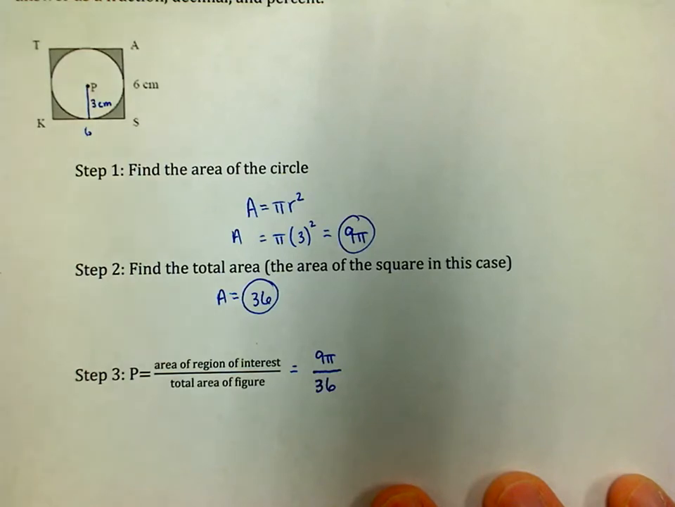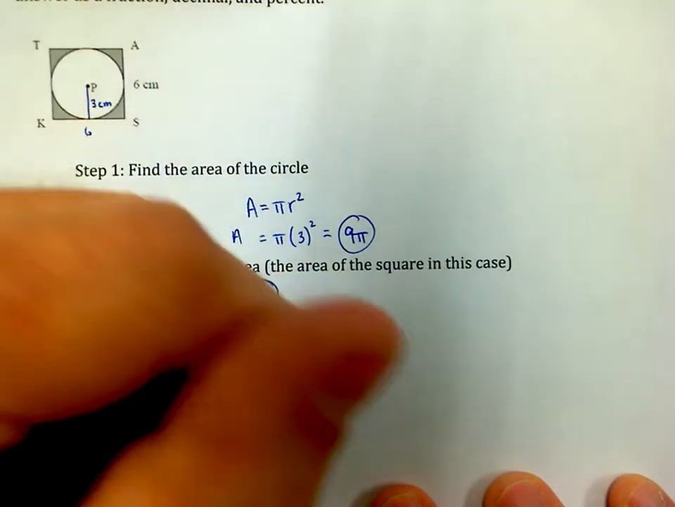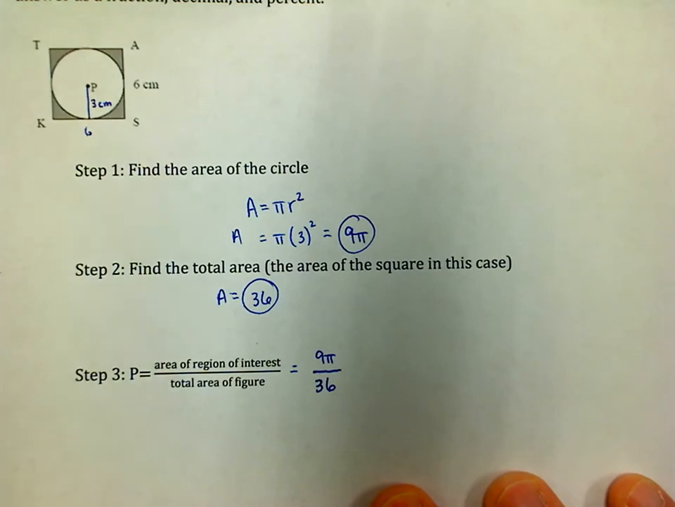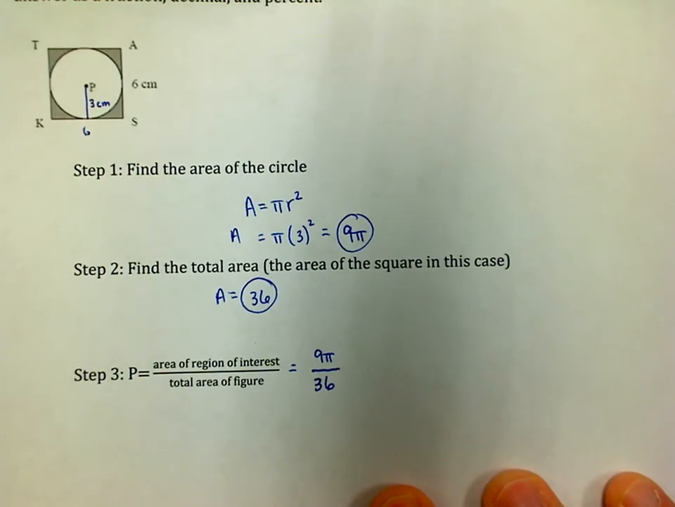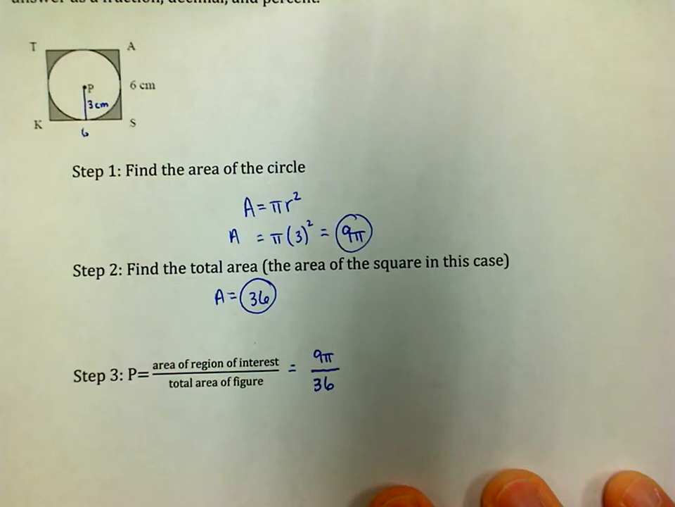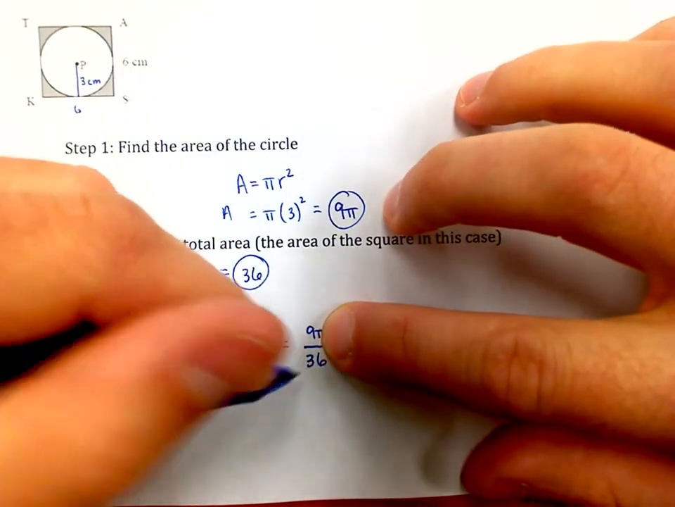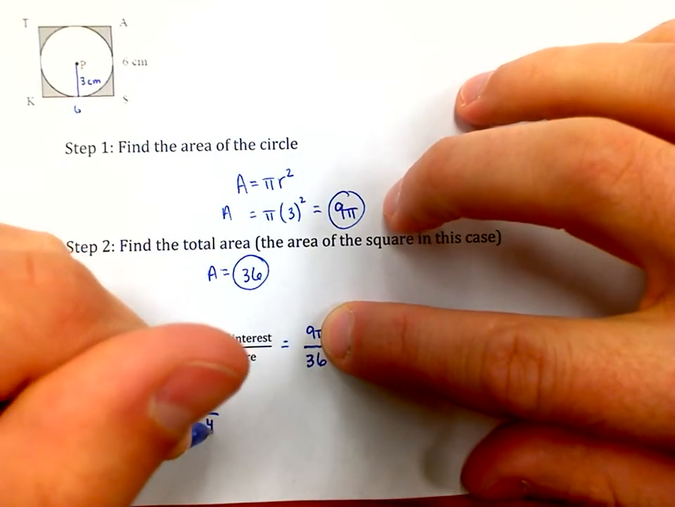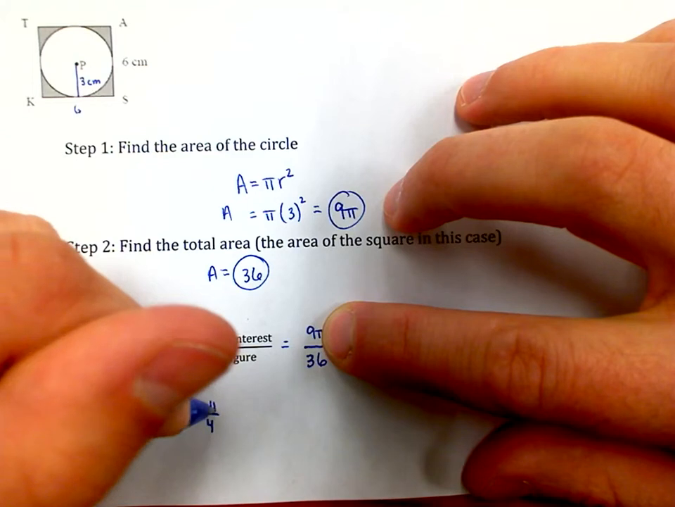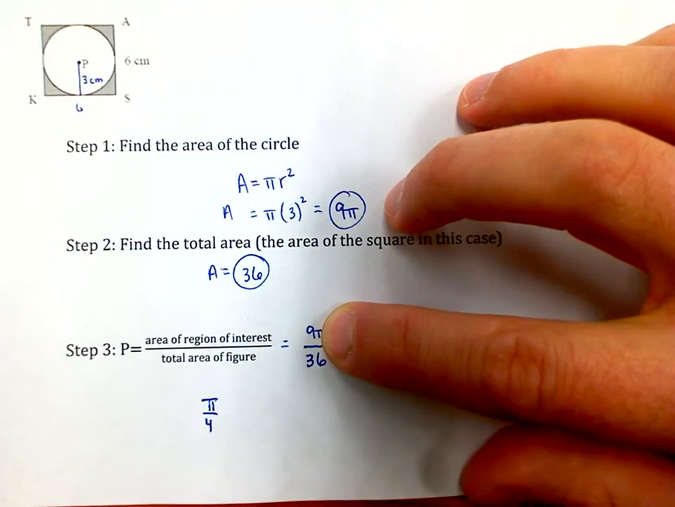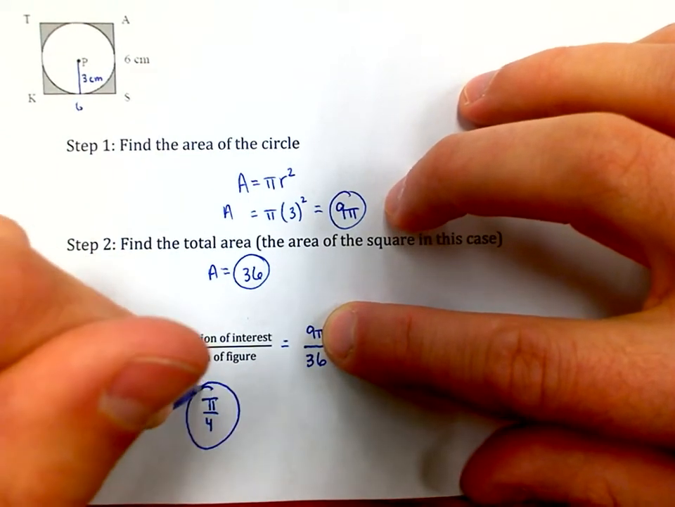It says list your answer as a fraction, decimal, and percent. So my fraction there, sorry about the bells, I just need to reduce 9 over 36 becomes 1 over 4. So it's 1 over 4 times pi. I'm going to go ahead and leave the pi on the top and write the 1. Okay, so it's pi over 4.